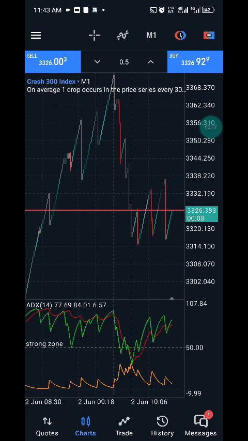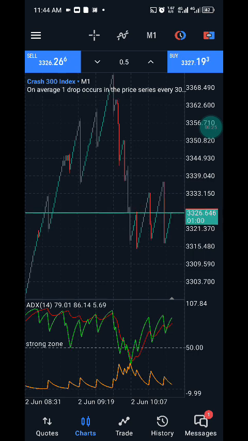So guys, in today's video I'm going to show you how to make use of this particular strategy to catch your spike. And this strategy only works on Crash 300 and Boom 300. So guys, I'm going to show you how it works.